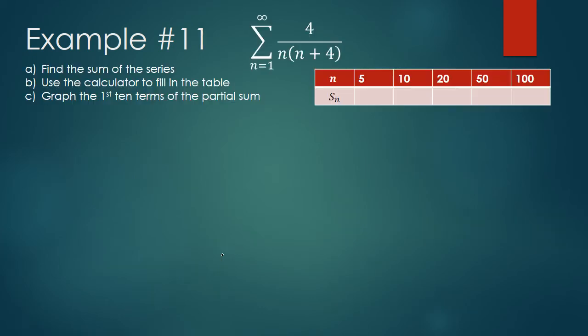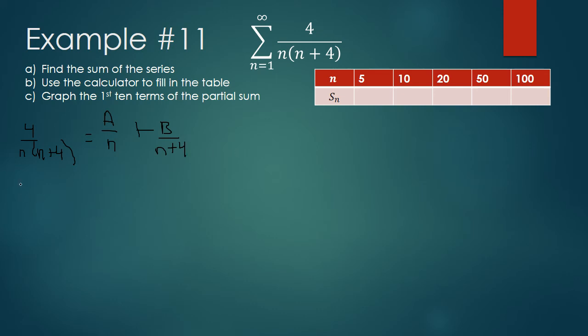Okay, example 11. I need to find the sum of the series, and then I need to use a calculator to fill in the table, and then I need to graph the first 10 terms of the partial sum. First thing we need to do is find the sum of the series. So I'm going to use partial fractions. We're going to have 4 over n times n plus 4 is equal to a over n plus b over n plus 4.